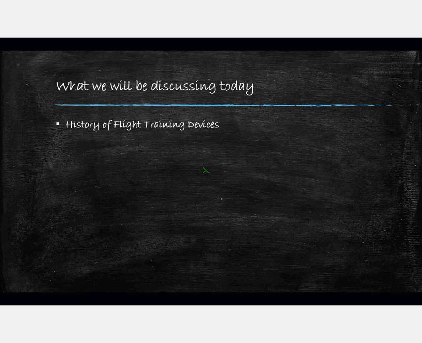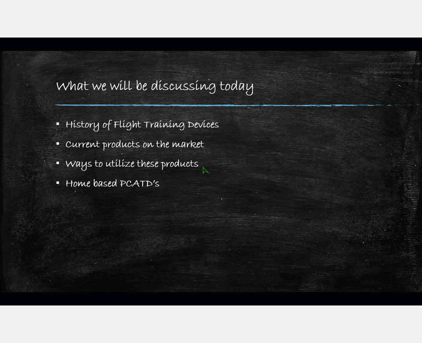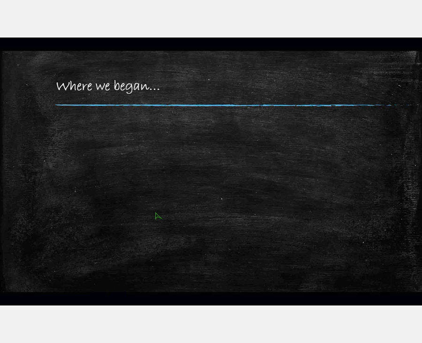We'll give a brief history of flight training devices and what has been used in the past, and current products on the market. We're going to talk about products such as Redbird as well as PC flight training device components. Ways to utilize these products, of course, that's always the key, and home-based PC ATDs. And then finally, comments from a couple of my students. Now, obviously, I truly believe in using simulators in primary training, and I'll share that with you a little bit later.